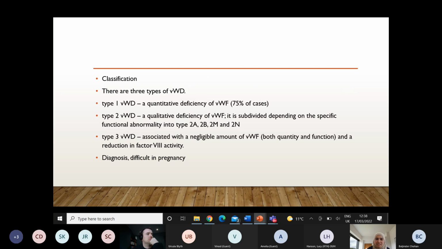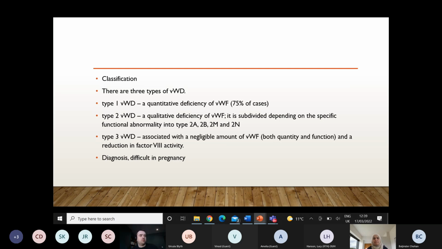So classification is complex, but I just remembered there are three simple things. There are three types. Type 1 is the quantitative. That means the platelets are functioning, but the quantity is less. That is luckily the most common, which is 75% of the cases.